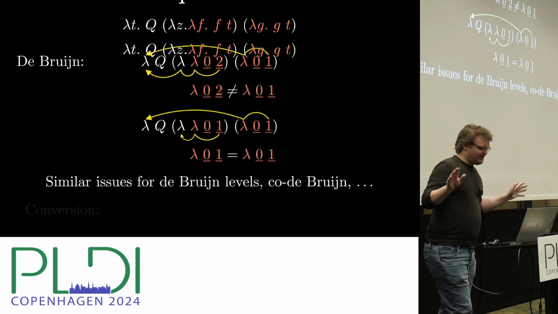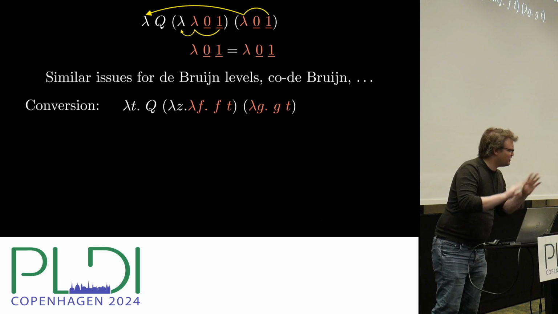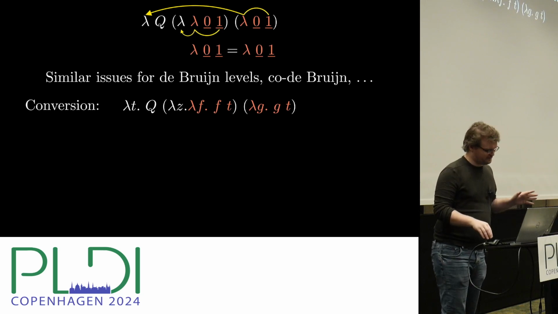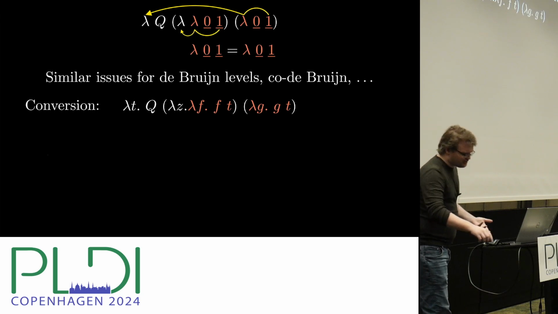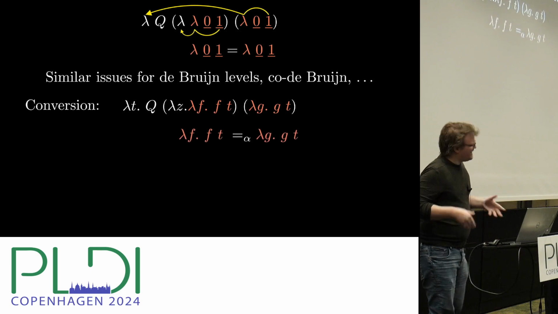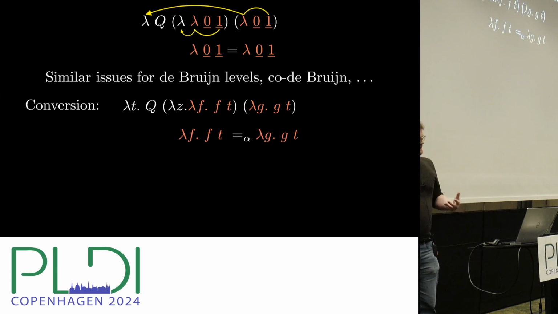Okay, so no De Bruijn indices, also no De Bruijn levels, also no co-De Bruijn indices. None of those work. You'll have to take my word for that. So then the question is, why don't we use actual lambda conversion? Because in this example, these terms are actually alpha equivalent. We can rename them, and they do become alpha equivalent. So that works. That's nice.